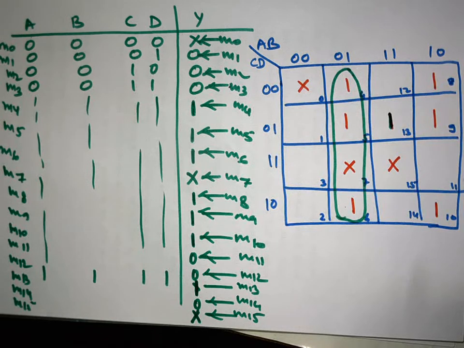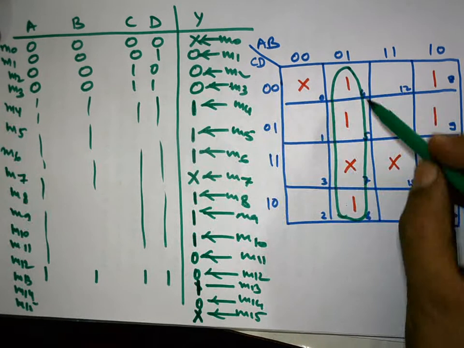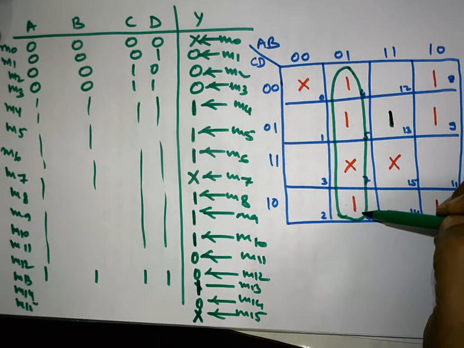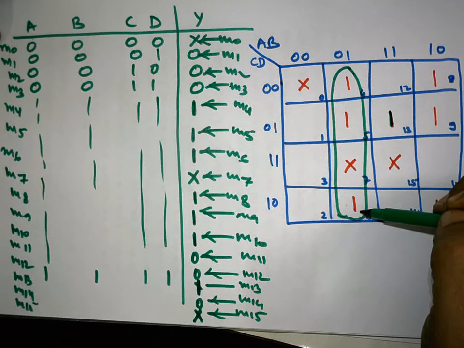But essential condition is that there should be one in the group. Don't care cannot initiate forming a group. Don't care is 0 or 1. We are satisfied if we get 0 or 1, but it can be treated as 1 if and only if other ones are available in the group. Okay. So this is one of the prime implicant.